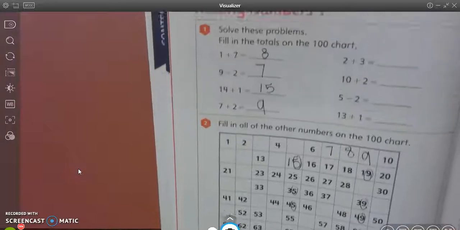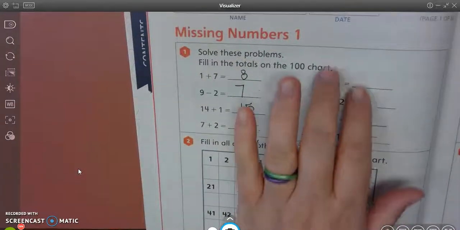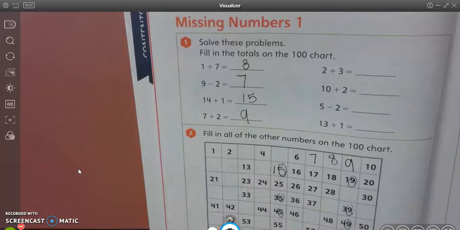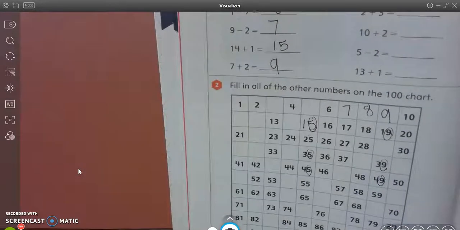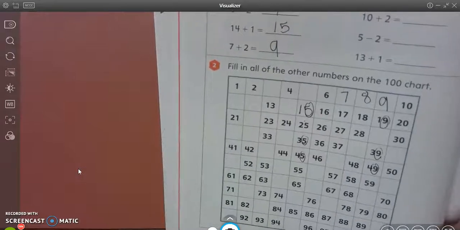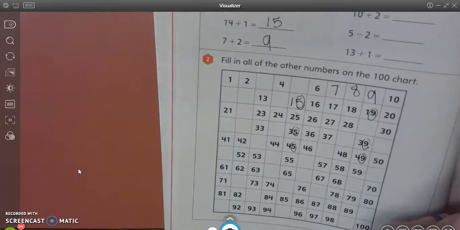I'm going to let you go ahead and do this side on your own and fill in the rest of your hundreds chart. Remember to use what you know. After you've completed page 18, you can go ahead and go until page 24.